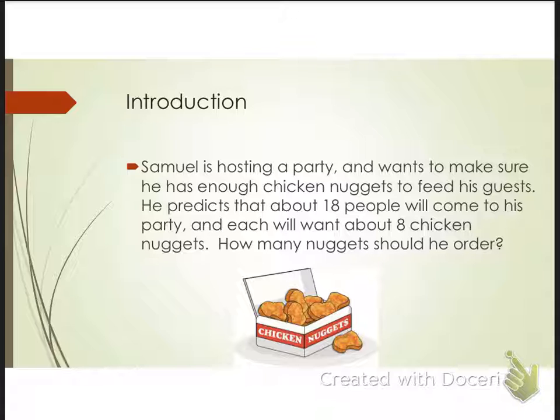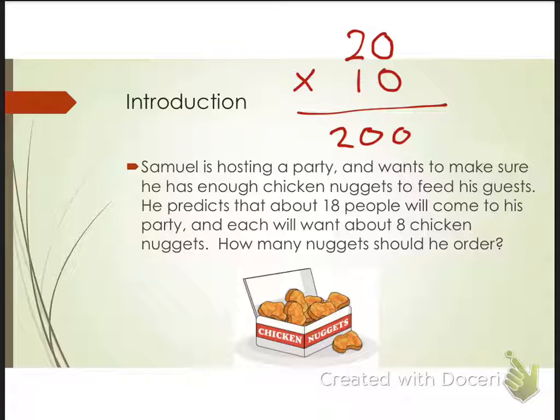Let's say he rounded 18 to the nearest 10, he would get 20 people, because more or fewer than 18 people could show up. And let's say that instead of saying everyone's eating 8, he rounds to the nearest 10 and says that it's 10. Well, then that's easy math. That's 200. So if Samuel had to decide how many nuggets he should order, he could simply estimate, do the work in his head, and get 200 nuggets.